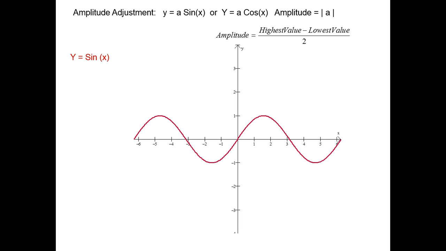Now let's talk about adjusting the amplitude of the sine and cosine functions. Okay, when we put a coefficient a in front of sine and cosine, we will modify the amplitude of either of the graphs. And we recall that the amplitude was given by the formulation highest value minus lowest value over 2. Okay, and that the normal sine graph is of amplitude 1.